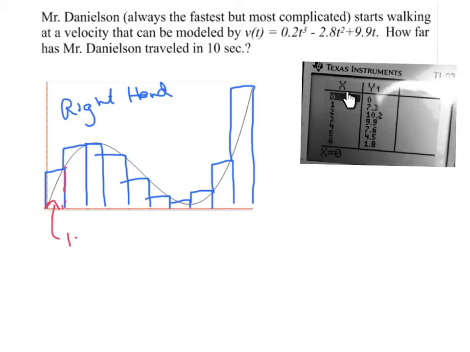So you go, and I took this off my calculator. The y value at 1 is 7.3. So that's the area of the first rectangle. Well, the second rectangle, width is still 1, the height is 10.2. The next rectangle, the width is 1, the height is 9.9.